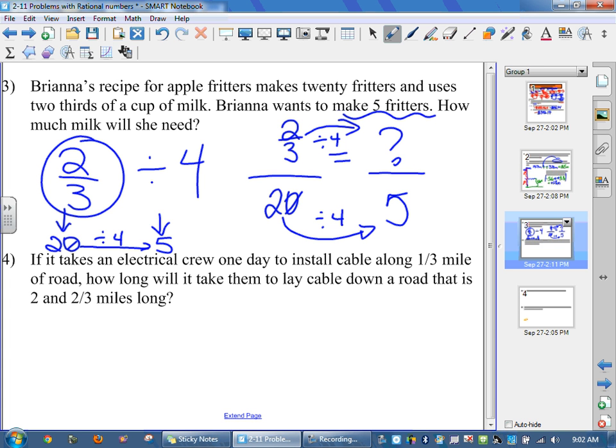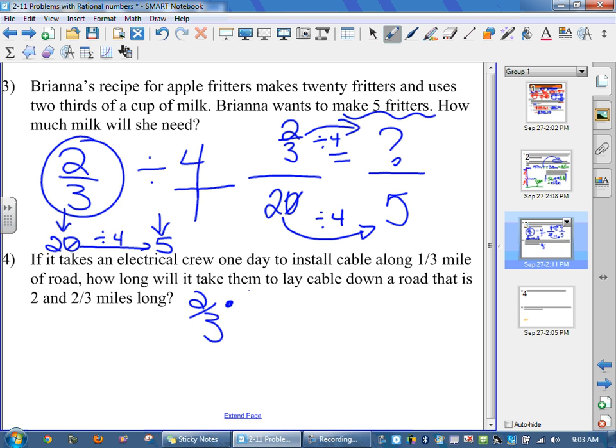So let's take a look and see what that would look like. If I divide by 4, is 4 a fraction yet? No, I'm going to have to make it into a fraction. So I'm going to put it over 1. Now what do I have to do? I have to flip and times. Good. So I'm going to go 2/3 times 1 over 4.